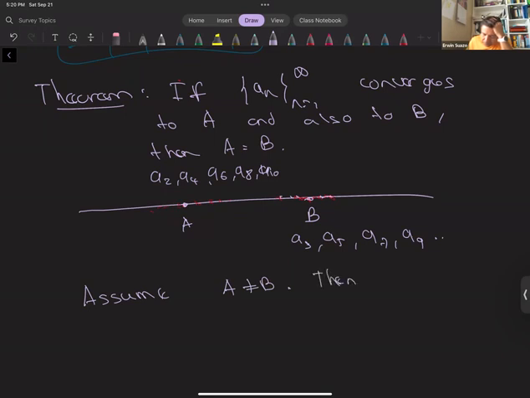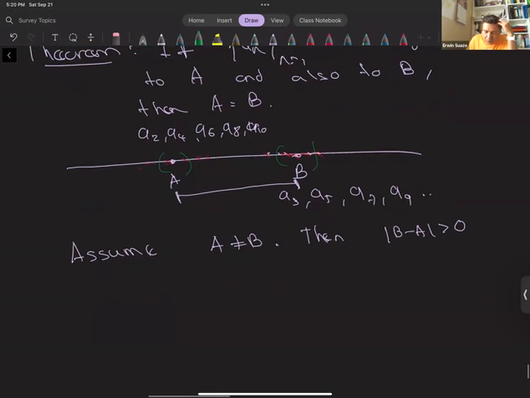Then the distance between these two, B minus A, or A minus B, that's the same, is bigger than 0. So let's take the distance here, okay? And then let's take neighborhoods around A and around B. They don't intersect like this. Some two neighborhoods, okay? This distance is this, so I can do like half or 1/3.